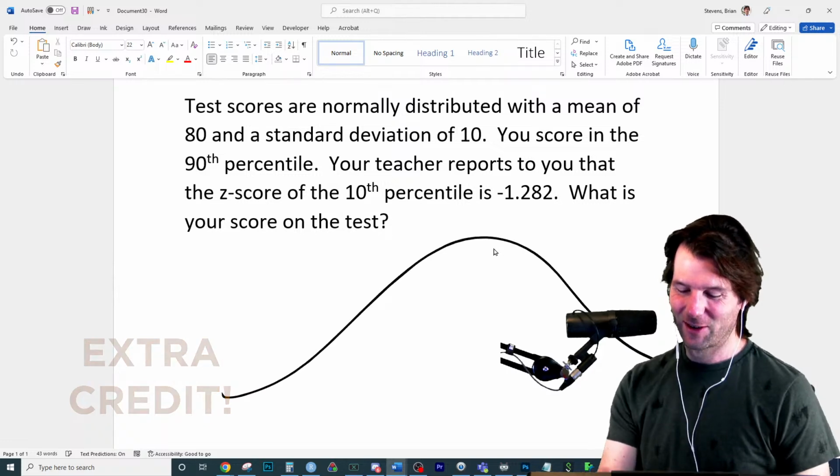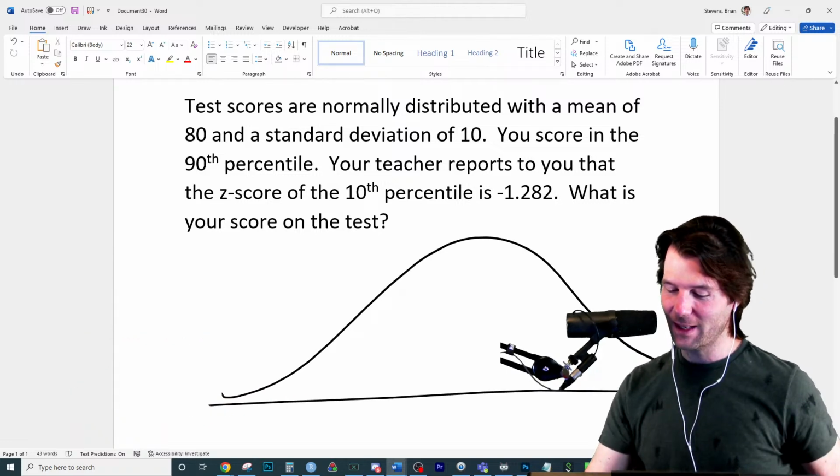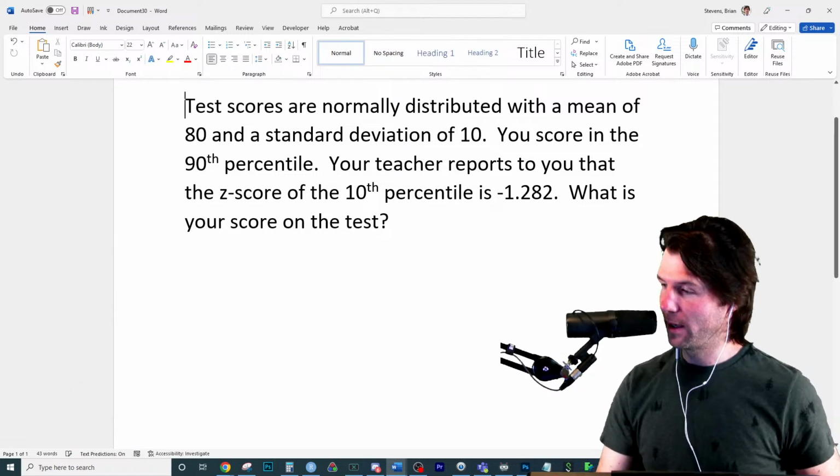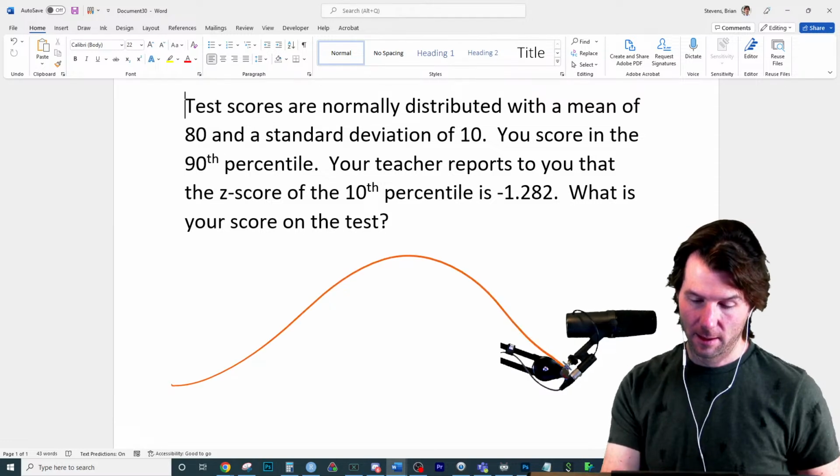No. We're going to draw it out right here. And so we draw the normal curve. We get a nice drawing.